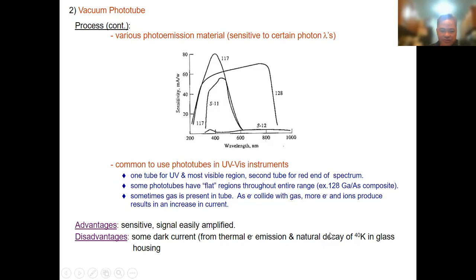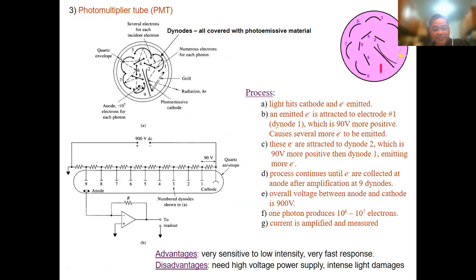The vacuum phototube is just sensitive to certain wavelengths, depending on the material that you have. The one that is usually commonly used is the photomultiplier tube.